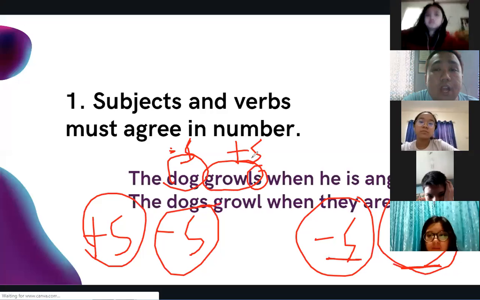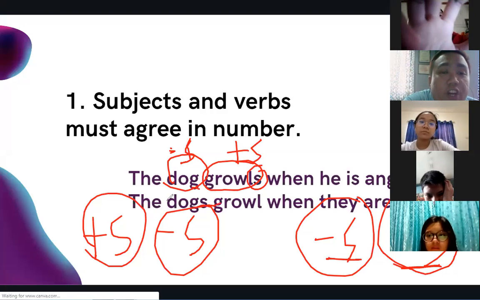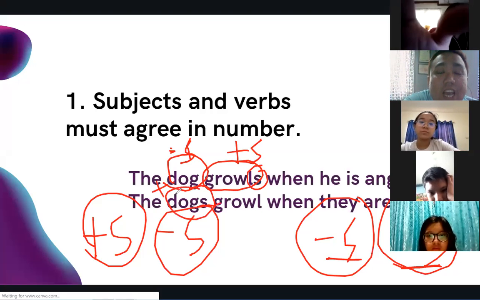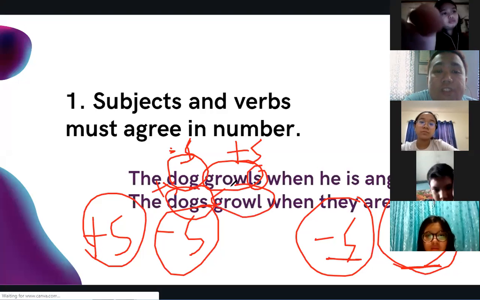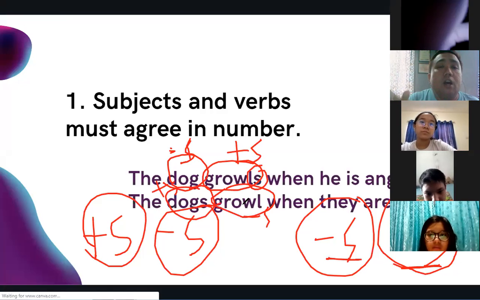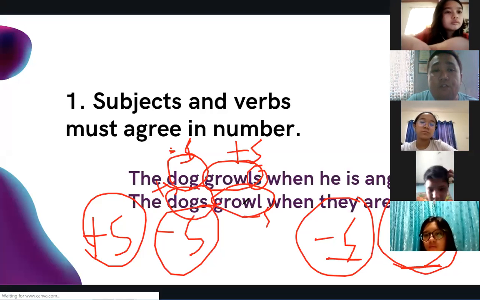Okay? If you will follow the other formula, plus S, your subject here, you have dogs. That's why it's a plus S formula. Then your verb, you should remove the S. Kaya minus S. Kaya, ayan, growl. Okay? So whenever you encounter that basic rule, you have to remember the plus S minus S formula and minus S plus S formula.